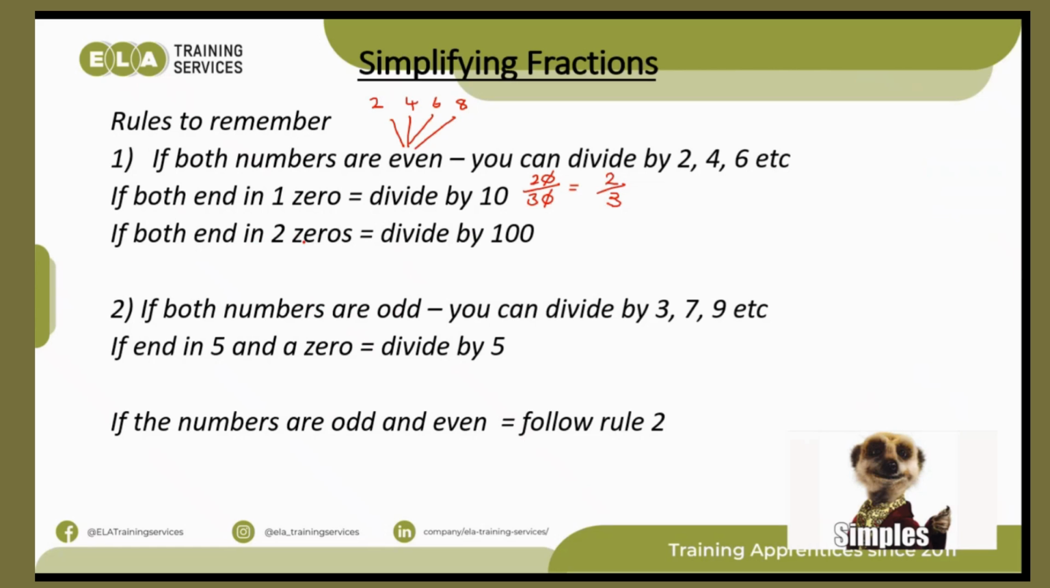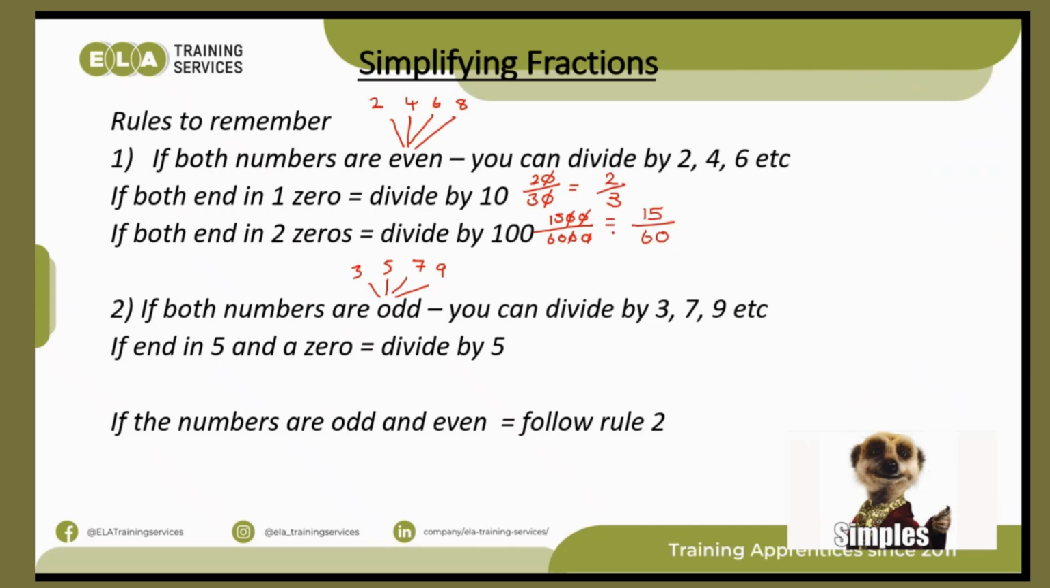If they both end in 2 zeros, you can divide by 100. So 1,500 over 6,000, you could then knock it off, so then it becomes 15 over 60. Then, if both numbers are odd, you can try dividing. So for example, they end in a 3, they end in a 5, they end in a 7, they end in 9. You can try by dividing by 3, 7, 9, etc.